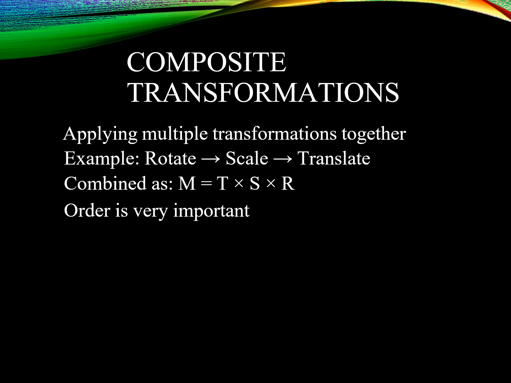As we have shown here in the combined matrix, M equals T multiplied by S multiplied by R. T is translation, S is scaling, and R is rotation. This order should be followed.